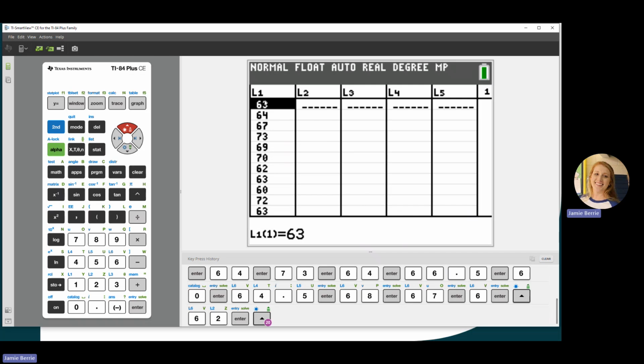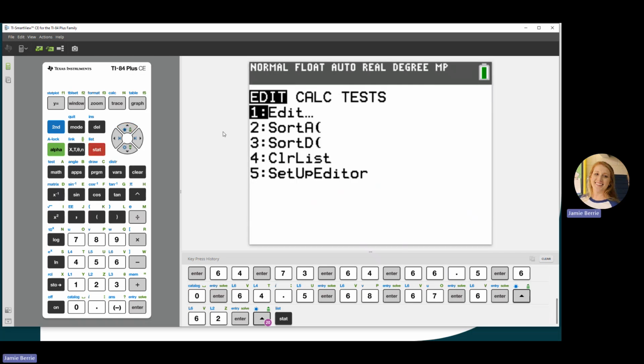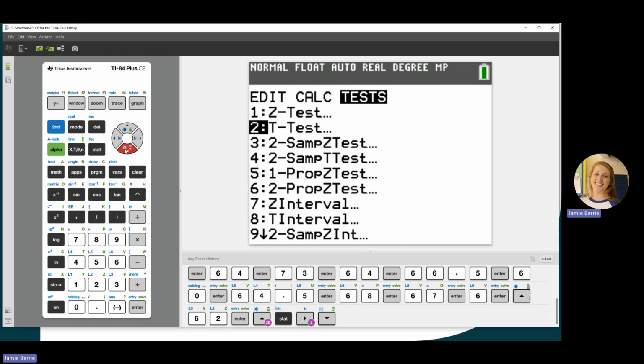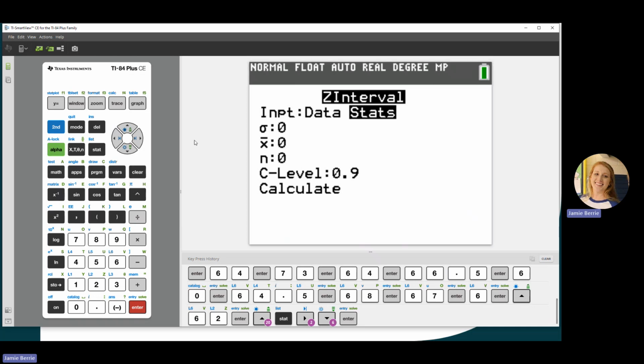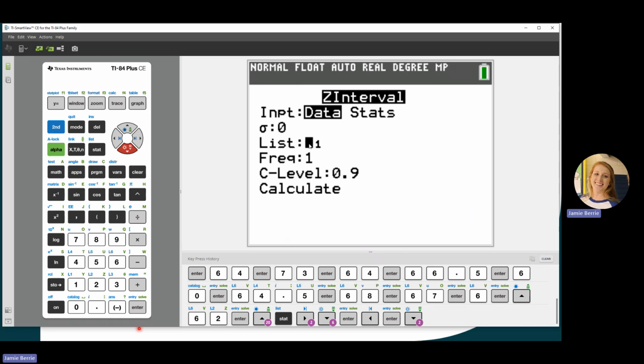Once I've got my data in my L1 column, I'm going to go back to stat, and this time I'm going over to test. Scroll down to Z interval, hit enter. You're going to tell it that you're using a data set that's typed into the calculator. So I just went over to data and hit enter. Then I'm scrolling down. See how it's saying L1? That's where you tell the calculator this is the column that I typed the data into. So that's already correct.